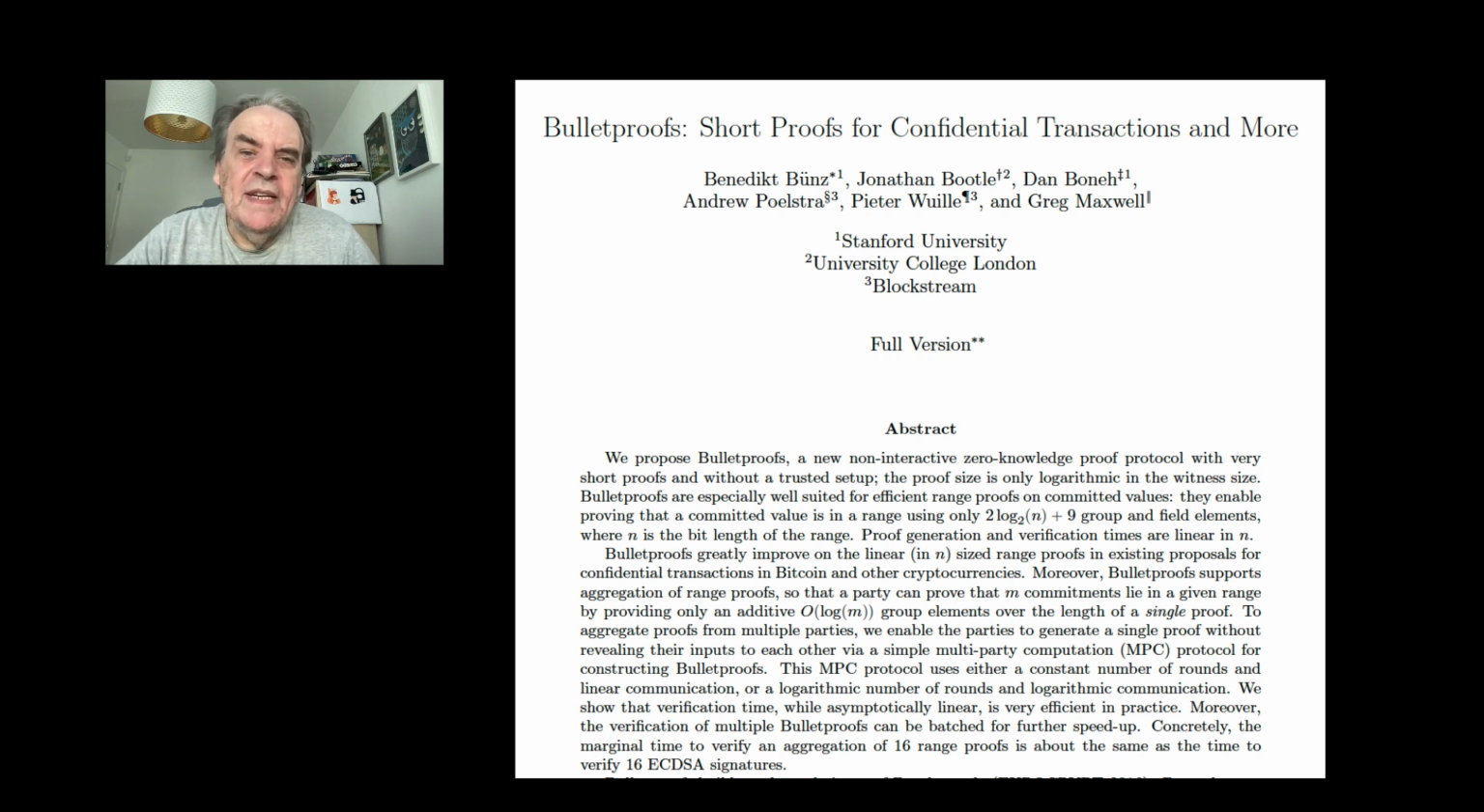Bulletproofs were created in 2017 by Stanford's Applied Cryptography Group, ACG. They define a zero-knowledge proof as where a value can be checked to see if it lies within a given range.